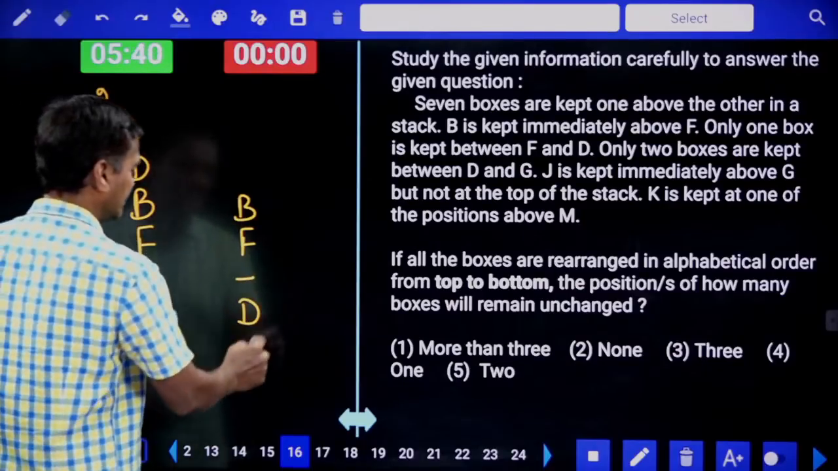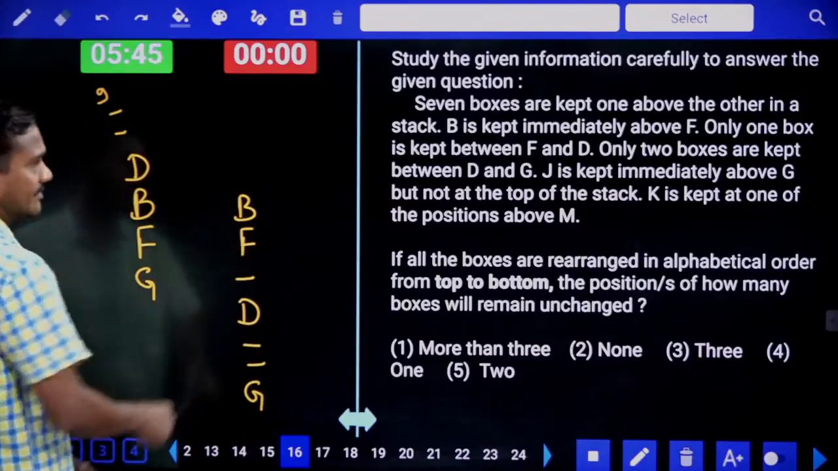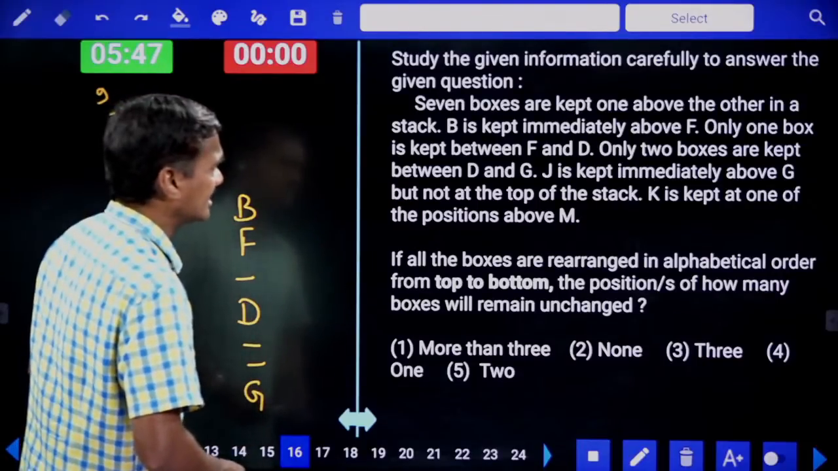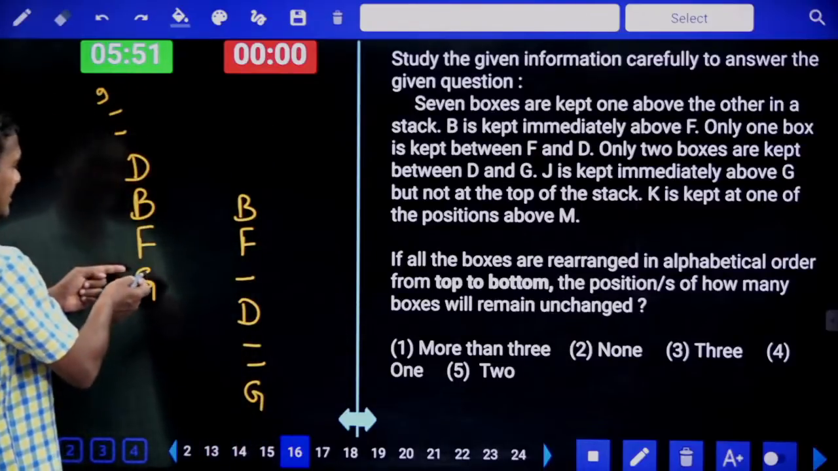Now in between D and G, what is the only possibility we have? 2 boxes. 1, 2, 3, 4, 5, 6, 7. And next one, J is kept immediately above G. J is kept immediately above G. Here G cannot be here.